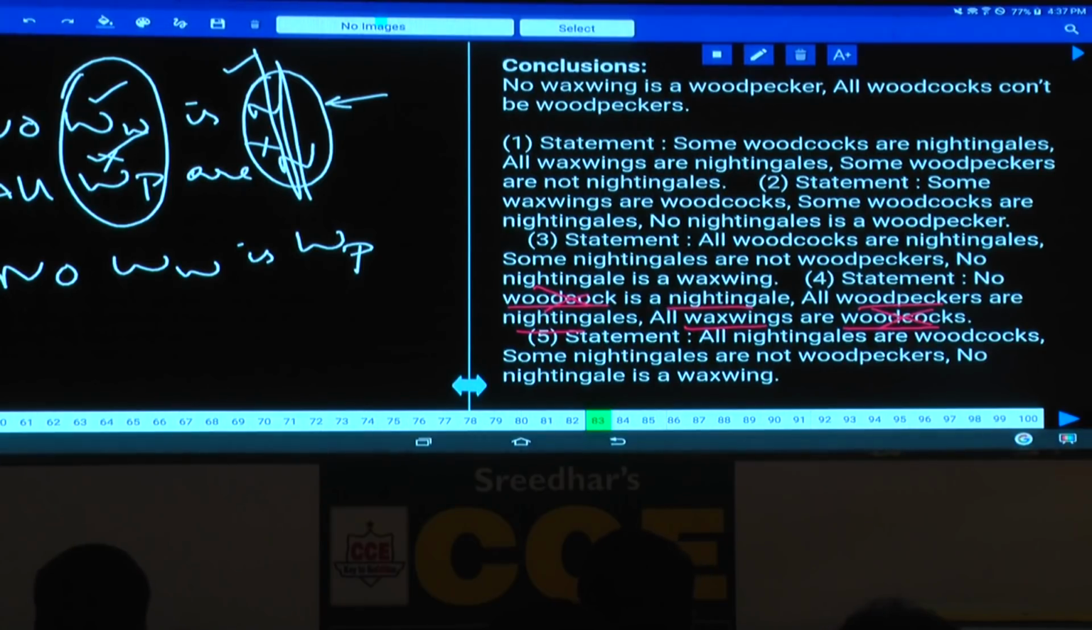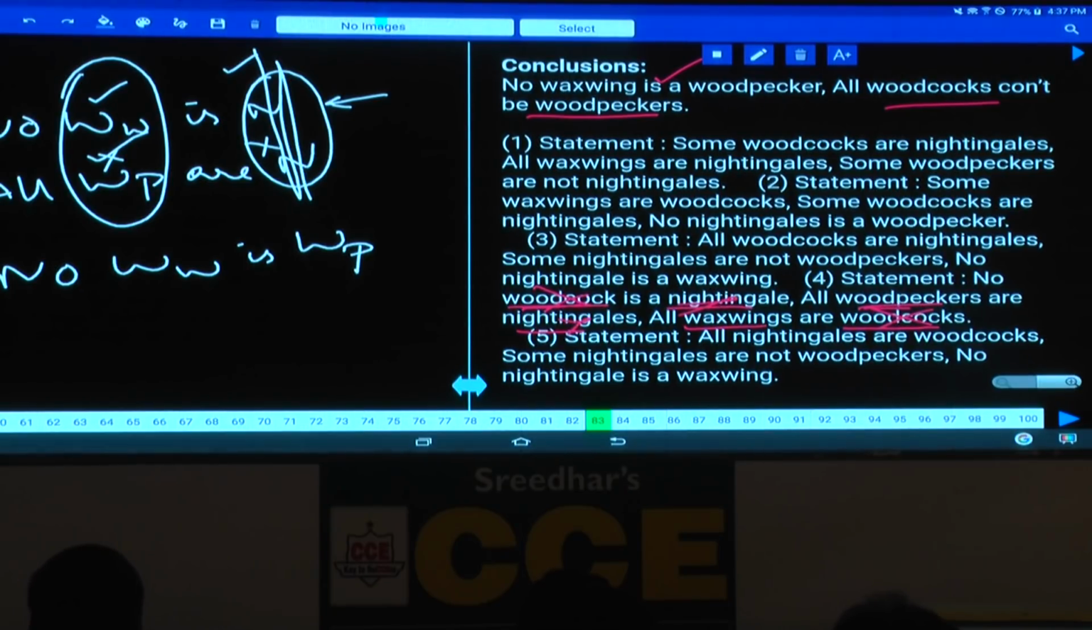Hence the first conclusion is done. Now we are left with what? All woodcocks cannot be woodpeckers. Woodcock is a nightingale and woodpecker is here. If you combine these two, what is the middle term here? Nightingale is the middle term. Hence what is the conclusion I got here? No conclusion. No woodcock is a nightingale.